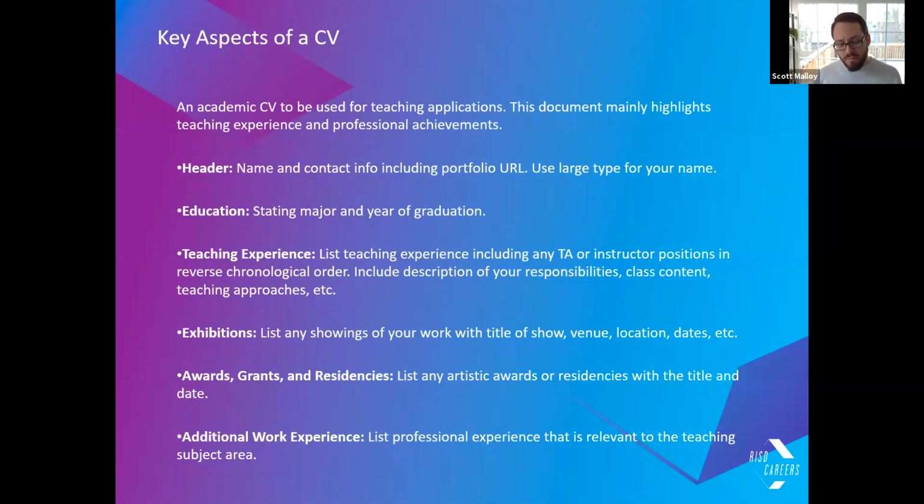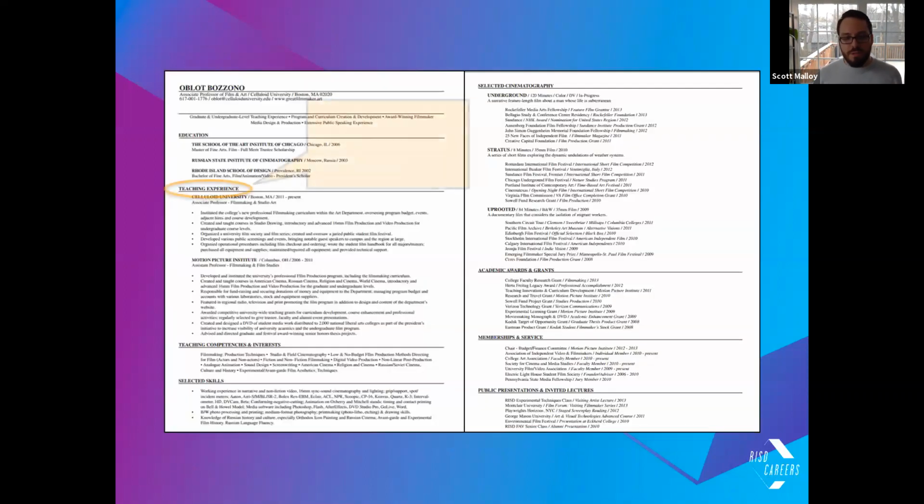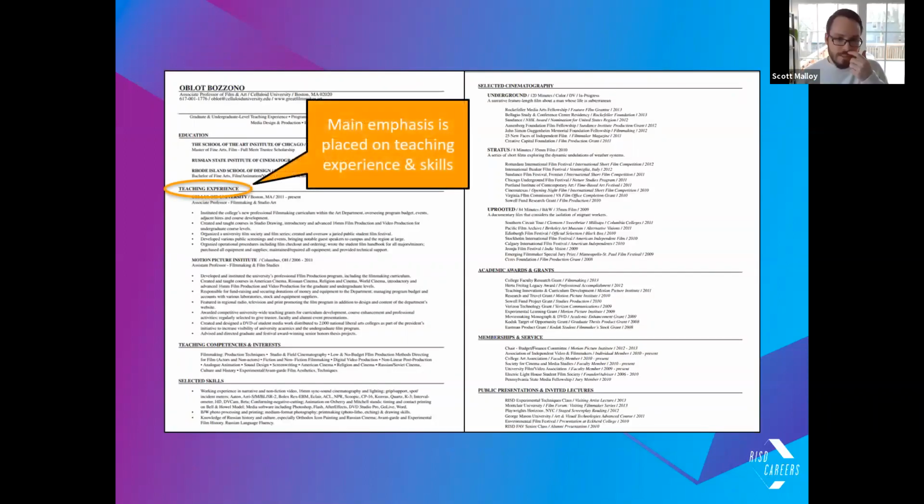Following on from that teaching experience section would be either your exhibition history if you're a fine artist applying to fine art teaching positions, or probably your design experience or design work history if you're a designer applying to design-oriented teaching positions. And then icing on the cake type elements like awards, grants, and residencies, or additional other kinds of work experiences.